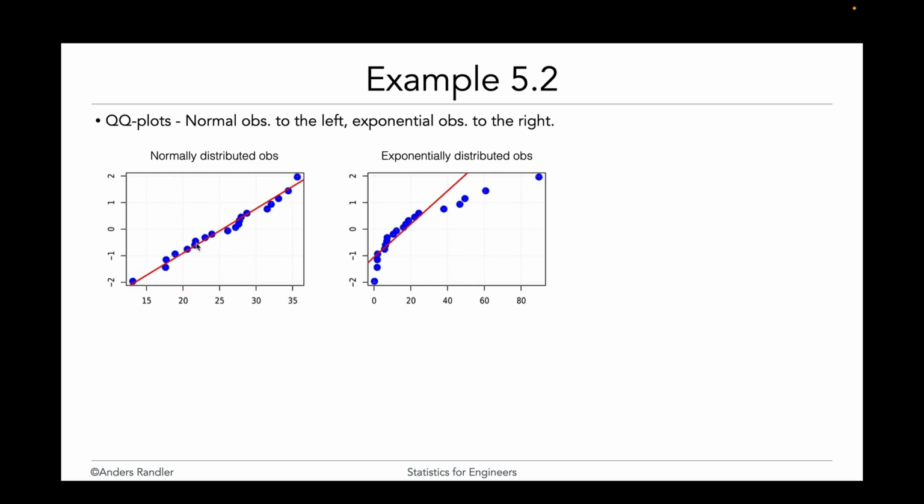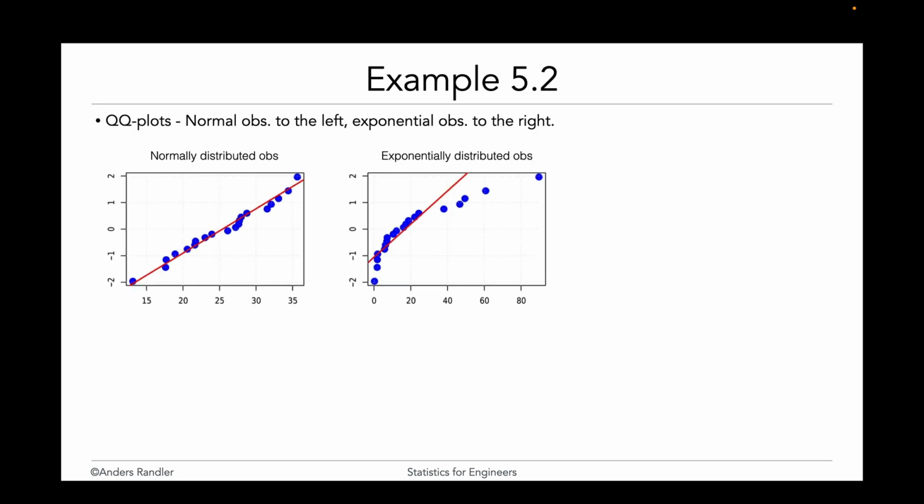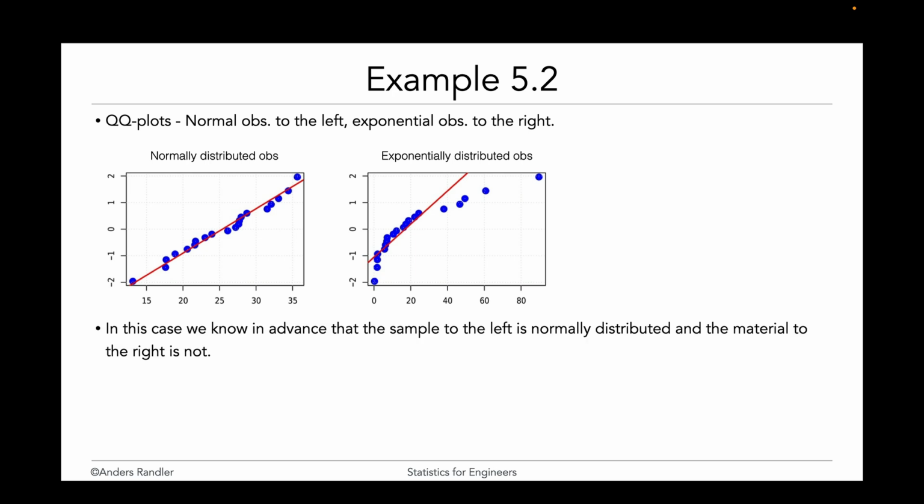So this, yeah, it adds up, and it should. And in this case, no, I wouldn't say so. So it's quite obvious that if you do this QQ plot without knowing anything, without having seen the image from before, you will definitely immediately say, well, this is not okay, and this, well, it's probably okay. Could go for that. So in this case, we know in advance that the sample to the left is normally distributed and the material to the right is not. But like I say, it's also quite obvious from this image that that's the case.